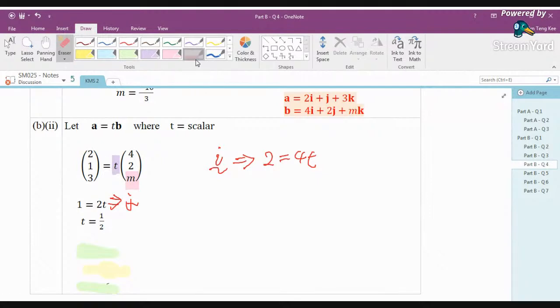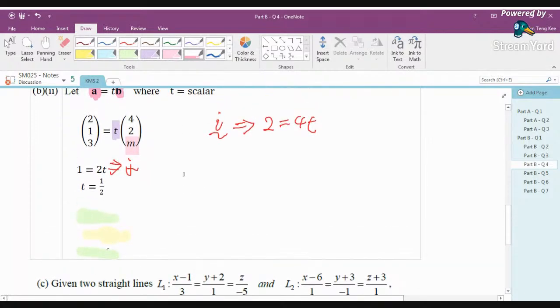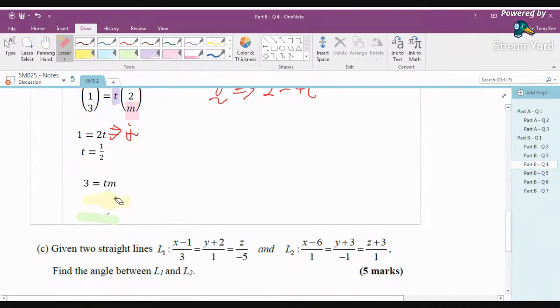And once again, before I go on further, vector A, vector B, make sure you have a curly line below the letters A and B. Then follow. With the value of t found, we make use of it to find out m, where you have 3 equals to tm. And substitute the t that we found just now, 1/2, and you get your m equals to 6, as simple as that.